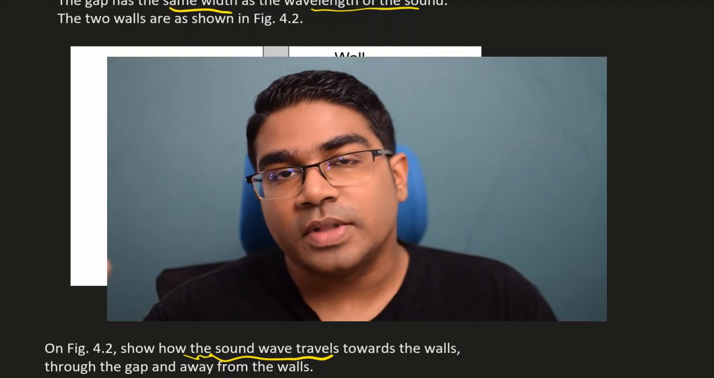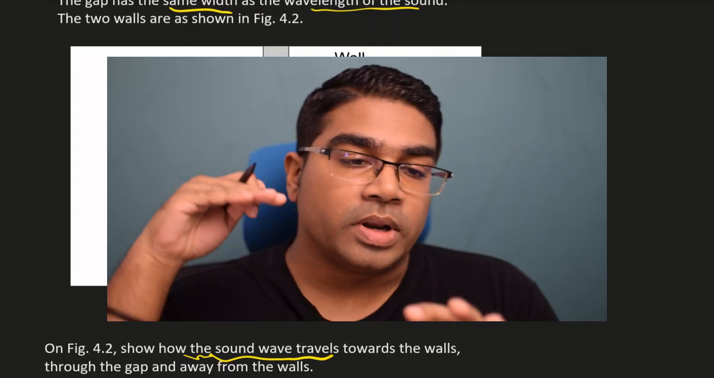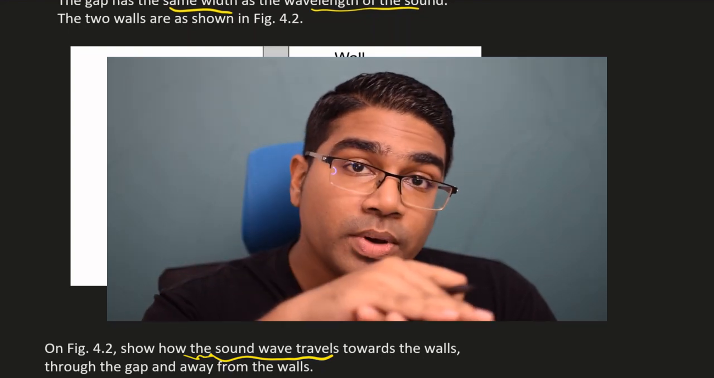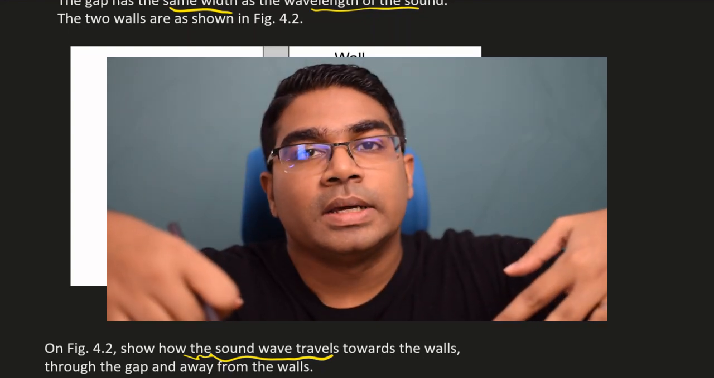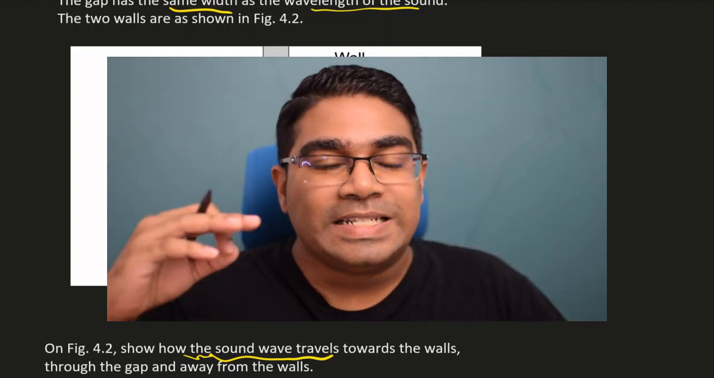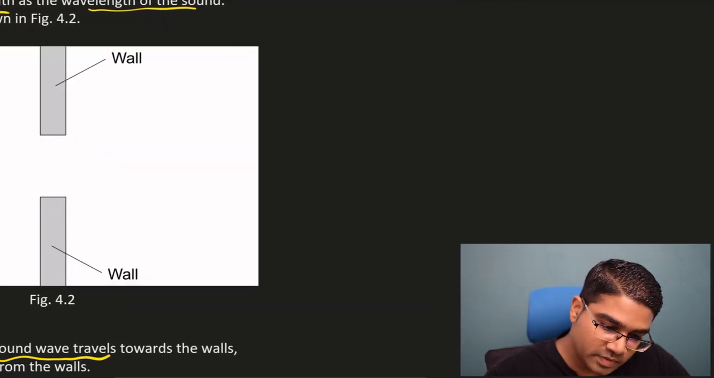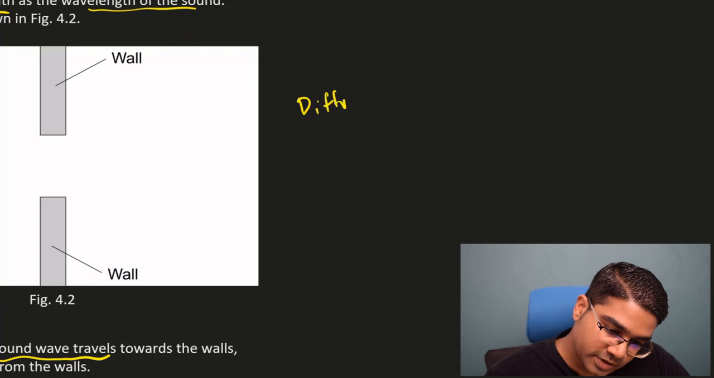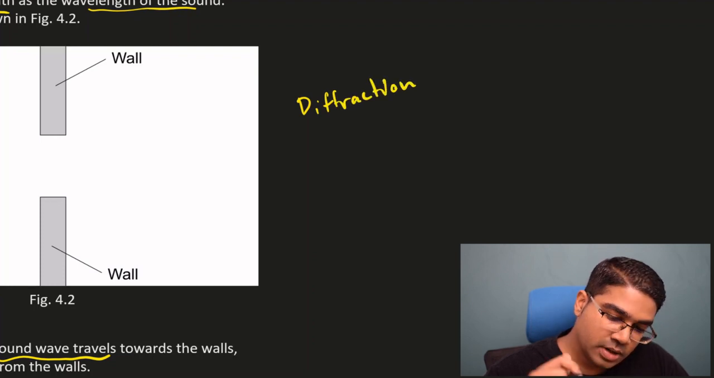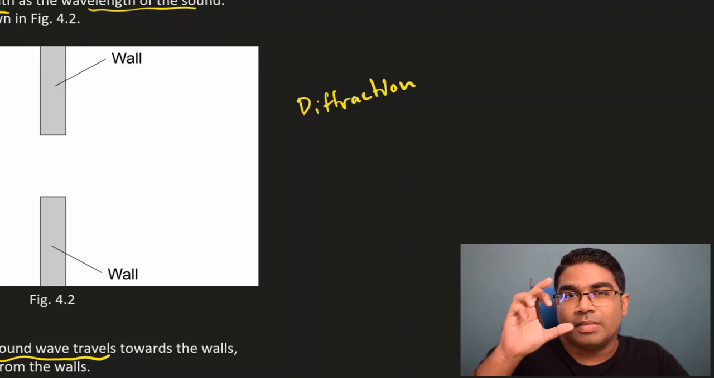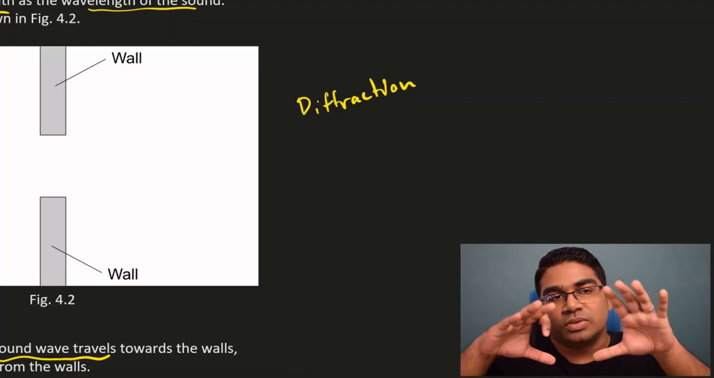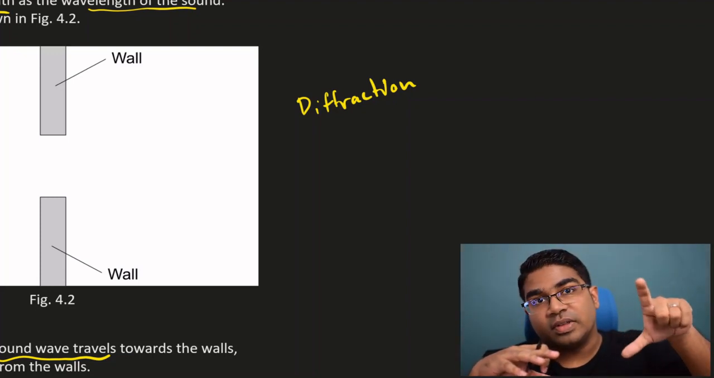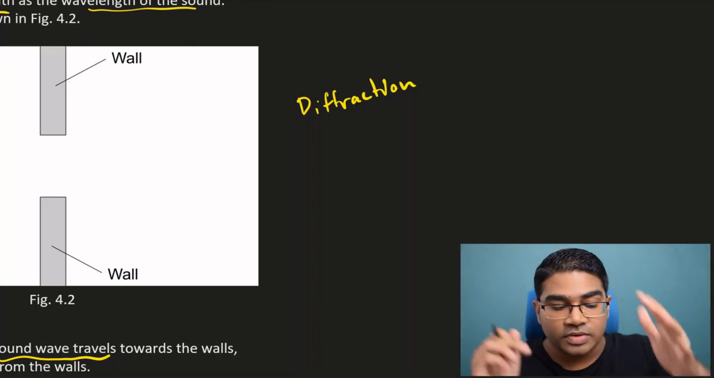The phenomenon of wave that we are talking about here is, of course, when a wave passes through a gap or around an obstacle, the wave will undergo diffraction. So here we are talking about diffraction. For diffraction to occur, always remember the wavelength of the wave must be approximately equal to the size of the gap. It must be around the same. Otherwise, the diffraction will not be so obvious.